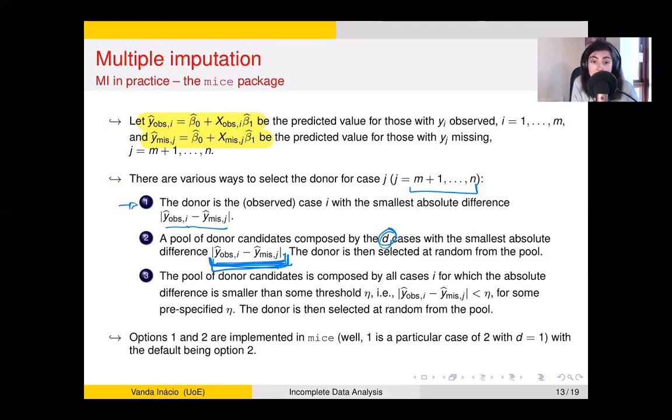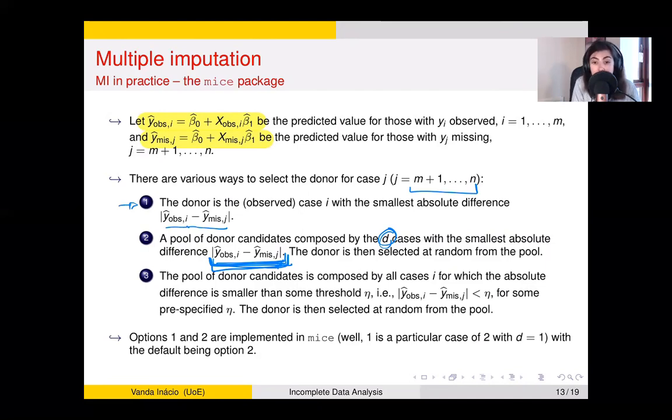Another approach is to say that the pool of donor candidates is formed by all cases i for which the absolute difference is smaller than some threshold, say eta, and we fix eta in advance. And then again we have several possible donors and we select one at random.